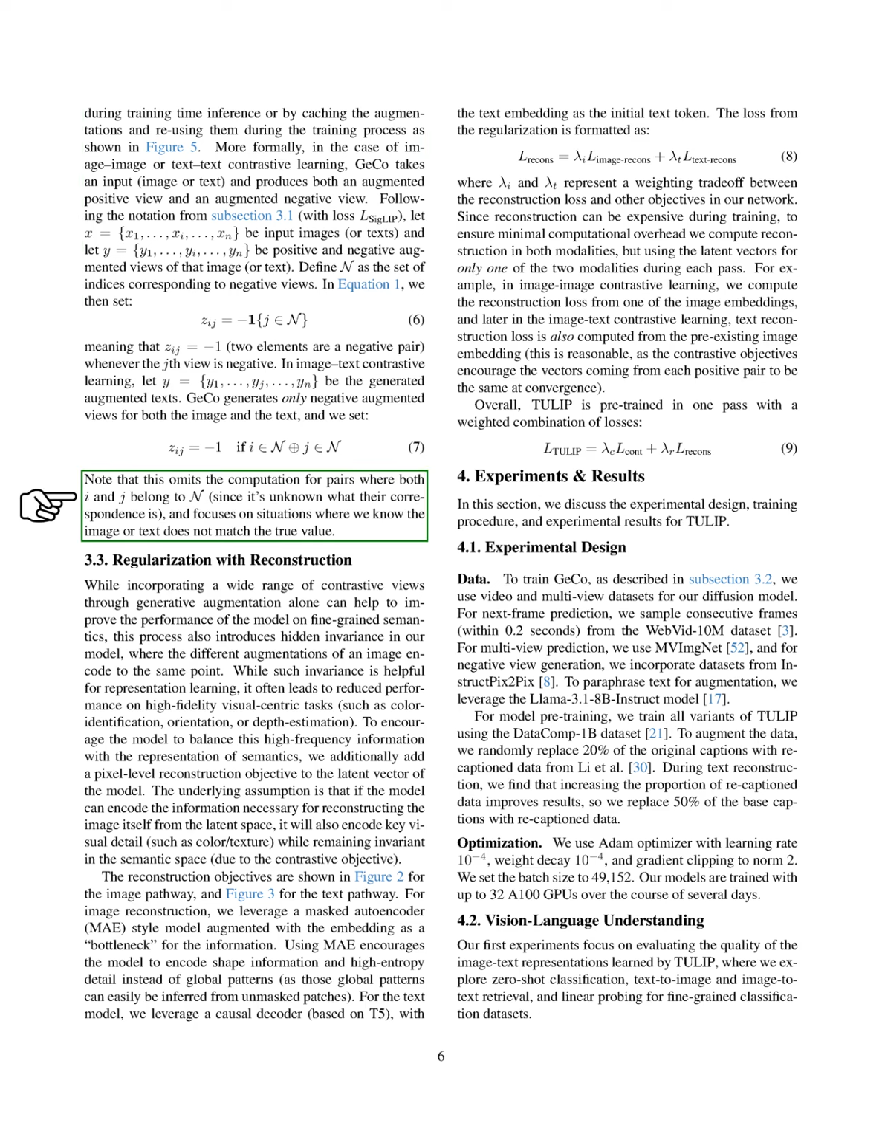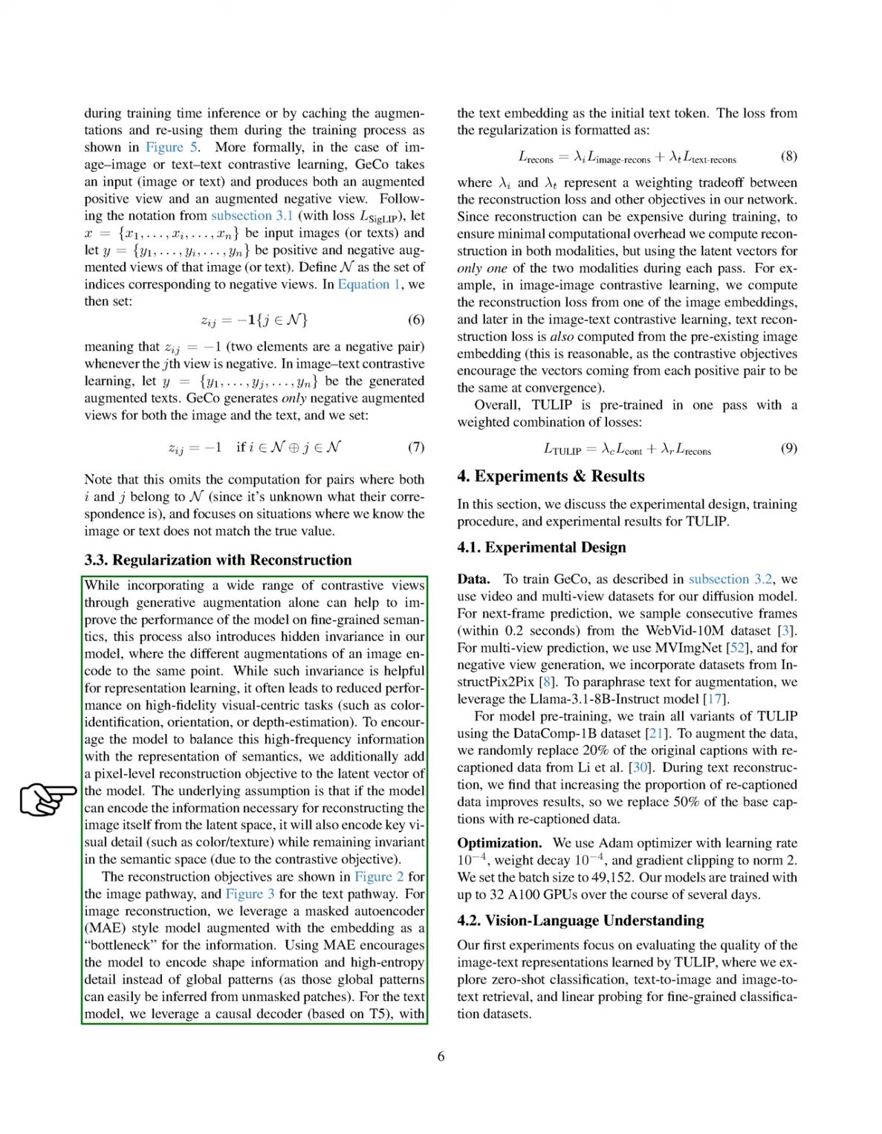Next, we address regularization with reconstruction. While using diverse contrastive views through generative augmentation can enhance our model's performance on fine-grained semantics, it can also create hidden invariance, where different augmentations map to the same point. This invariance can hinder performance on tasks requiring high visual fidelity, such as color identification or depth estimation. To counter this, we introduce a pixel-level reconstruction objective to our model's latent vector.